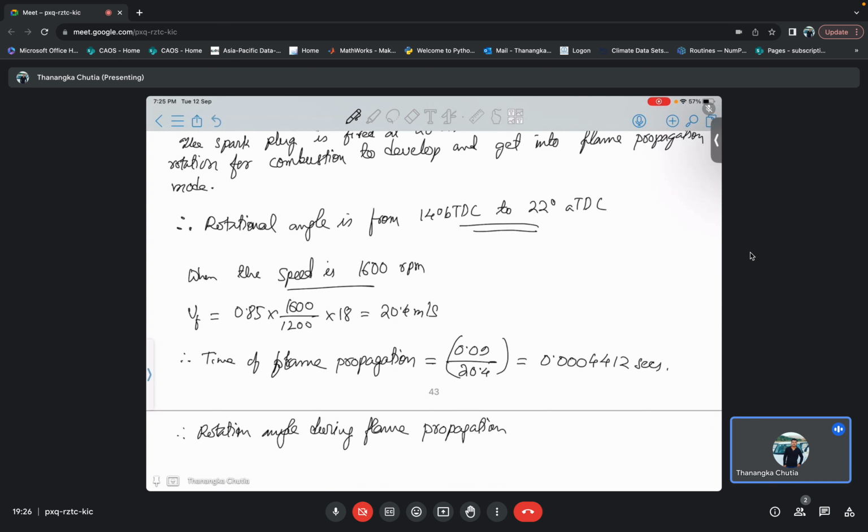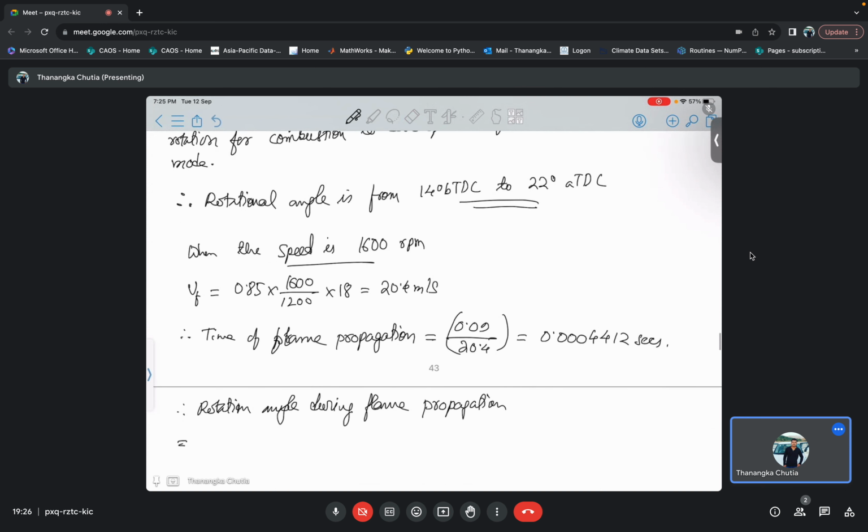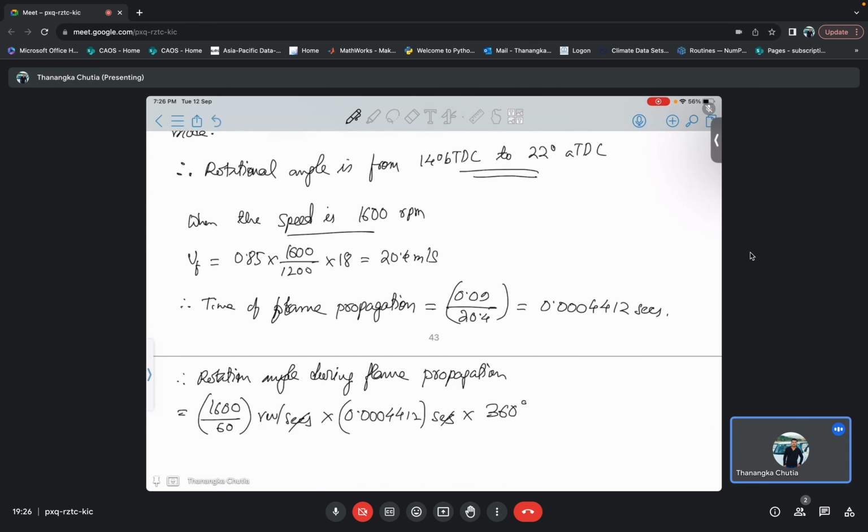that is the total rotation angle, that will be equal to, once again, number of revolutions that will be completed in this time, that is 1600 divided by 60 revolutions per second, into 0.0004412 seconds, into 360, because one revolution is 360 degrees. Okay, now if you do this, you will get 42.35 degree.